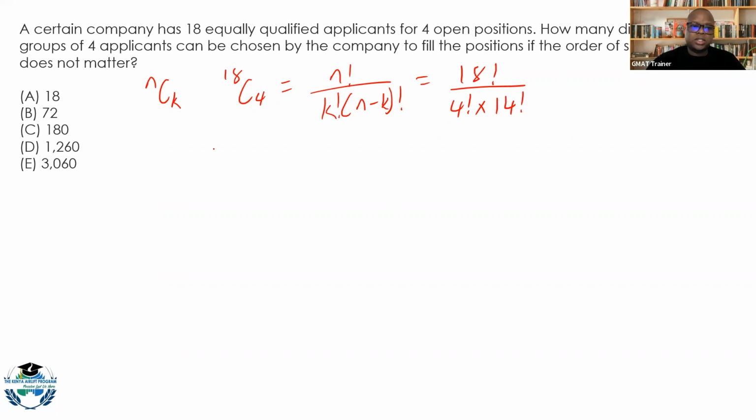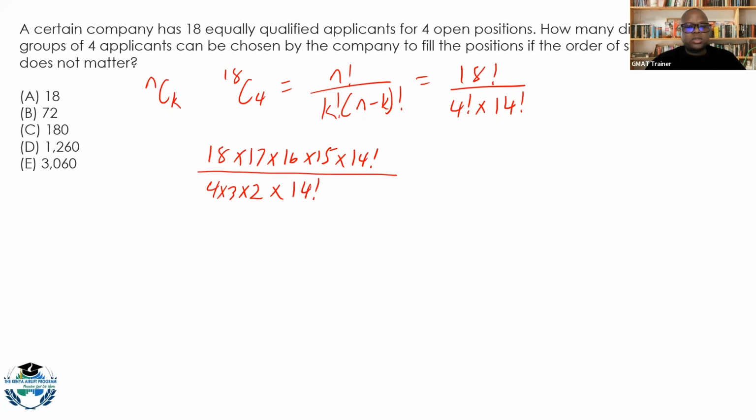This will translate to 18 times 17 times 16 times 15 times 14 factorial, over 4 times 3 times 2 times 1, times 14 factorial. The 14 factorials will cancel out. So what you have is 4 times 3 times 2.